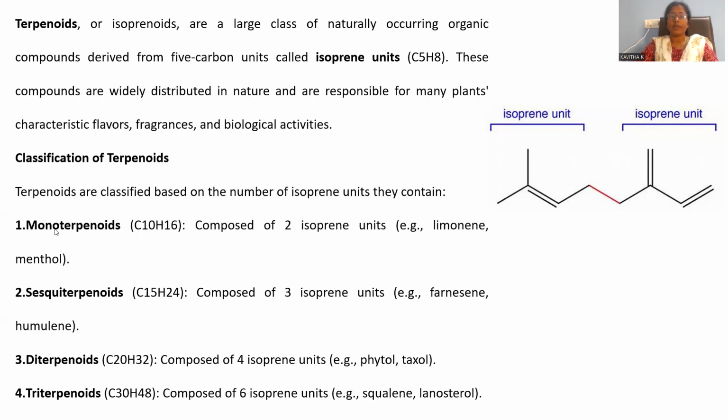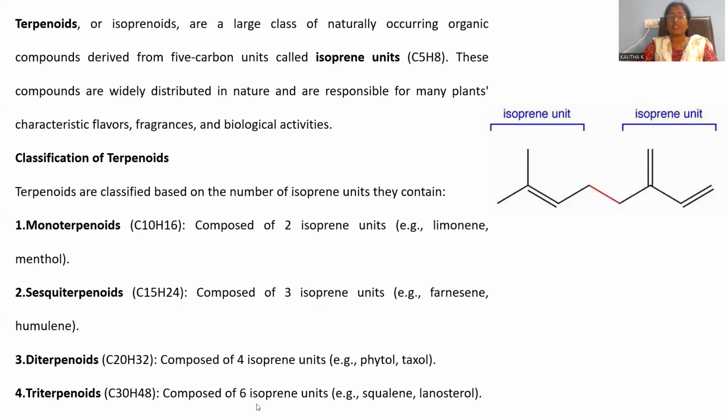In order to make monoterpene, C10 is required. Diterpene is made by C20H32. So four isoprene units, if combined, is called diterpene, where we can find phytol and taxol. These are the examples where four isoprene units are joined in head to tail or tail to head manner, right? So a combination of four isoprene units is called diterpene. Examples are phytol and taxol.